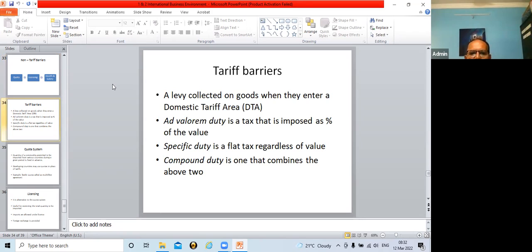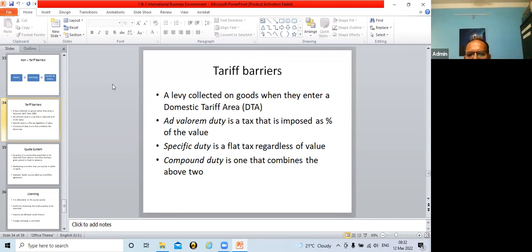Now, tariff barriers: a levy collected on goods when they enter a domestic tariff area, which is called a DTA. When a foreign country enters our country, it charges the DTA. And ad valorem duty is also a tax imposed as a percentage of the value. Whatever the value of the goods, on the basis of that value, a percentage is charged.